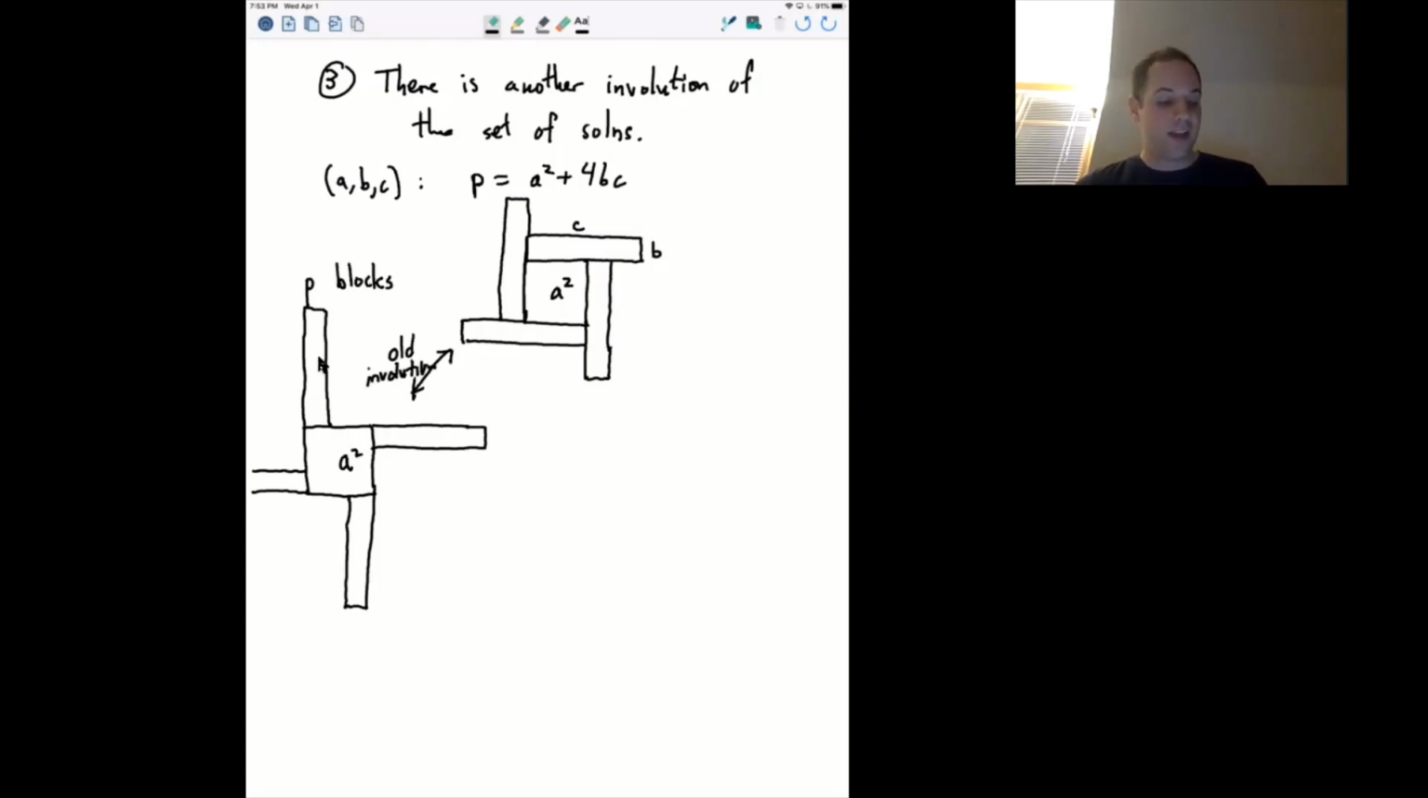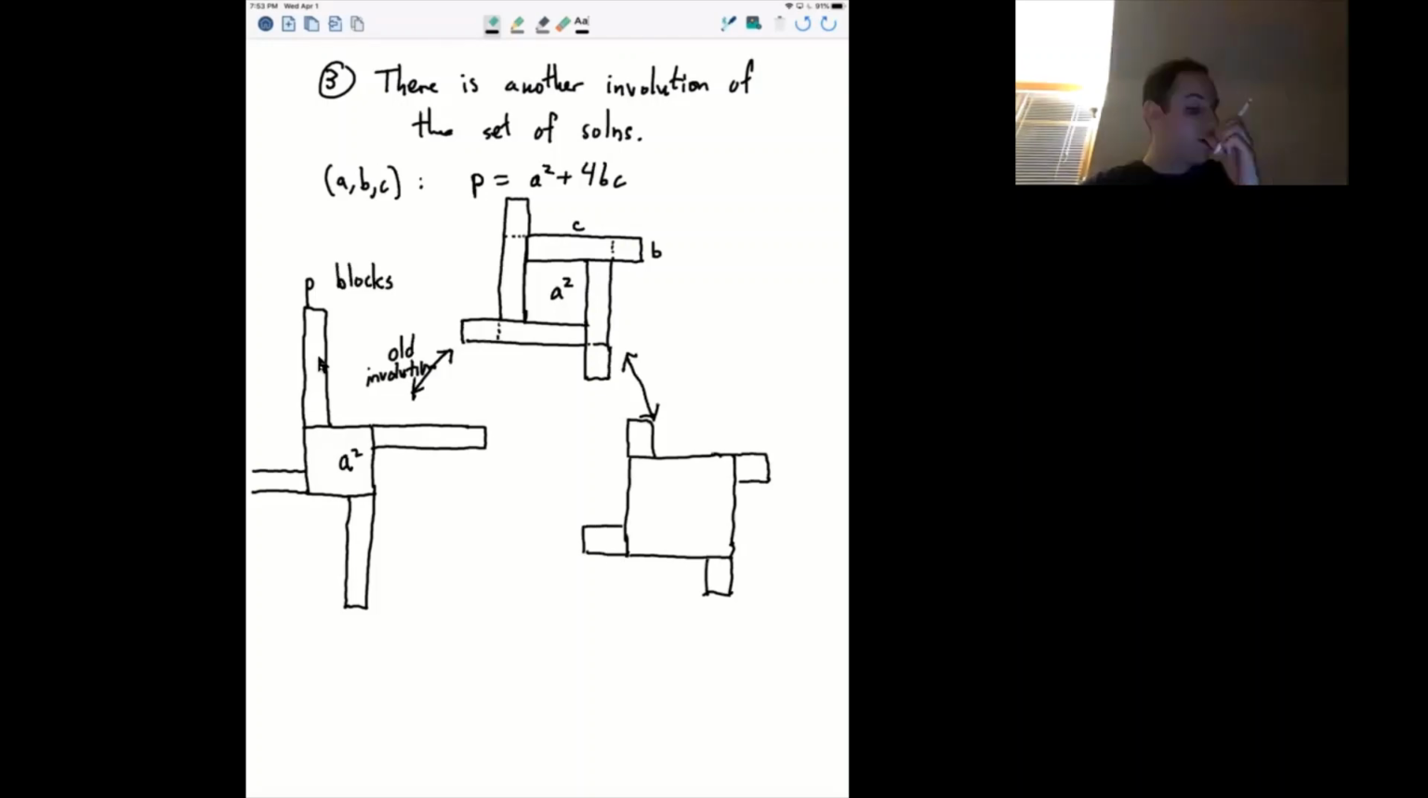Now the new involution is to draw the same shape, but broken down in a different way. So instead, I'm going to make a larger square. You can imagine filling in a much larger square like that. And then what's left over is just these little nubs coming off like that. Okay, so the point is that this is now a very different solution, right? So this is a new A. I'll call it A tilde squared, and then this is B tilde, and this is C tilde.